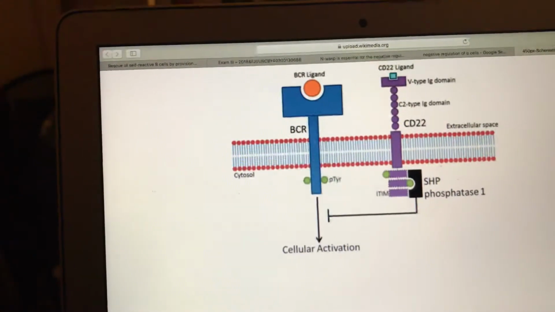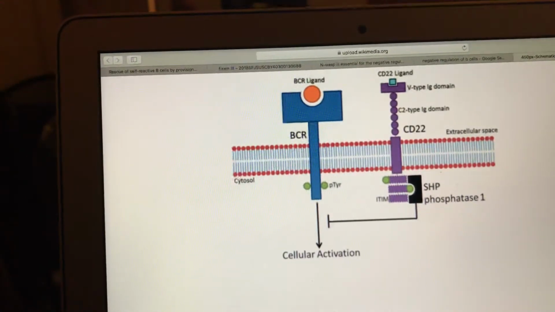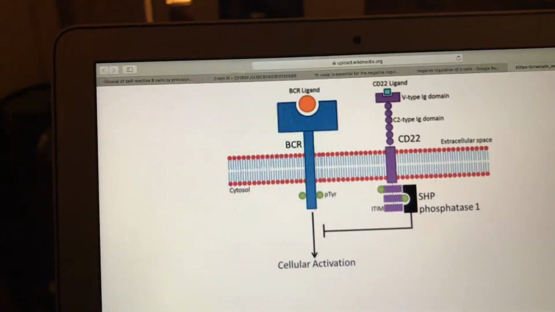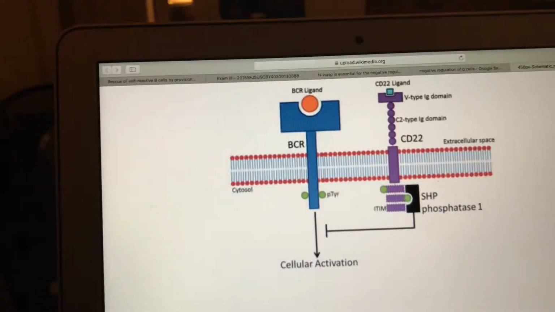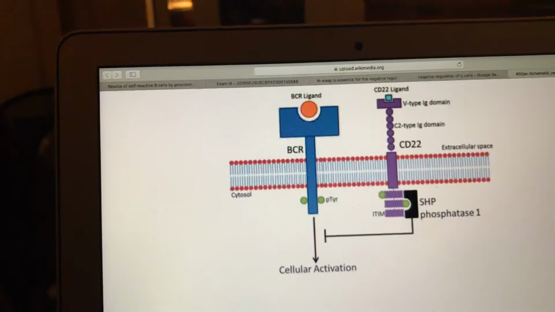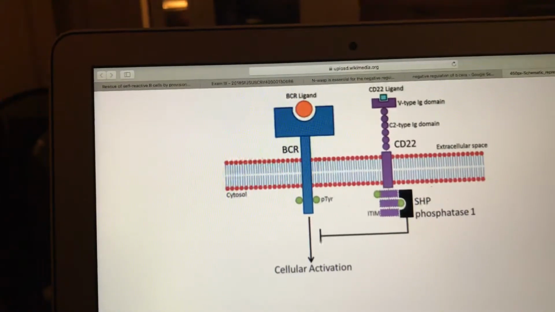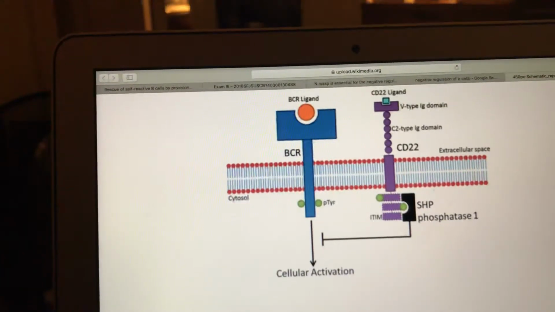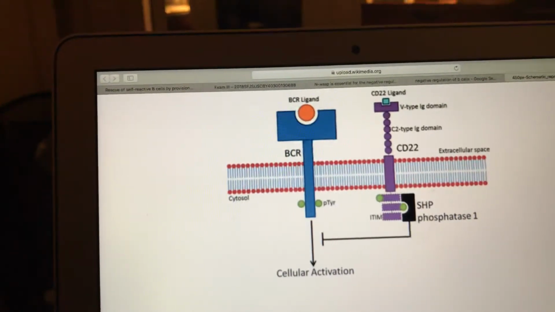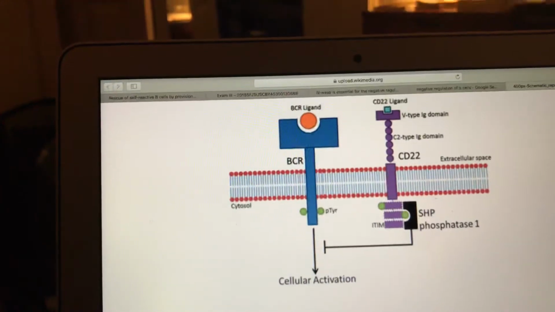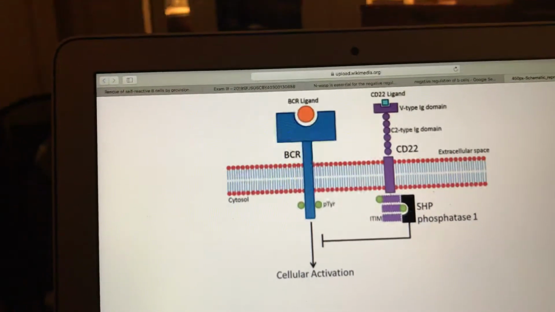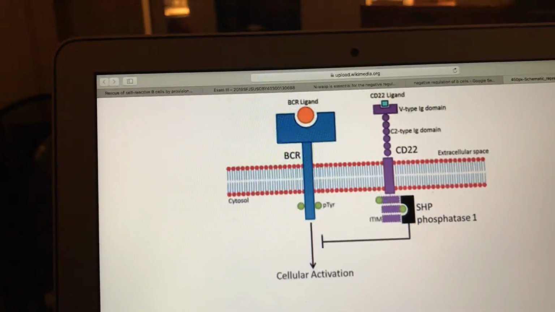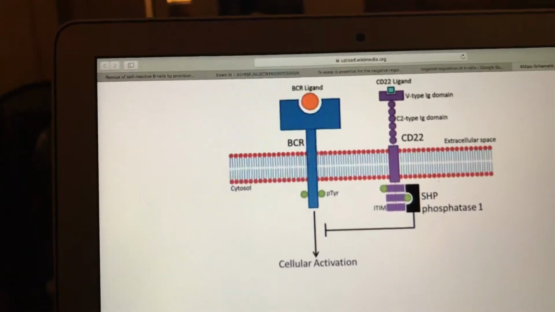A little about the Lyn kinase. They're part of phosphorylation. So when there's an absence of the co-receptor CD22, there's a lower signaling threshold of the BCR cross-linking. So it has a major influence on the livelihood of B cells when it doesn't have its co-receptor.